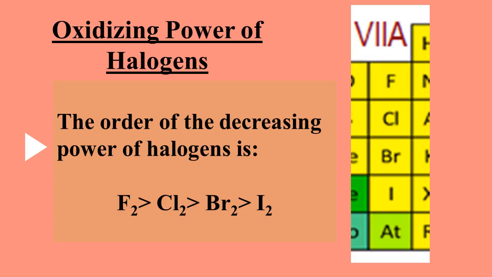Oxidizing power of halogens. The order of decreasing power of halogens is: F2 is the most powerful oxidizing agent. Chlorine has less oxidizing power than fluorine. Bromine has less oxidizing power than chlorine and fluorine, and iodine is the least powerful oxidizing agent.